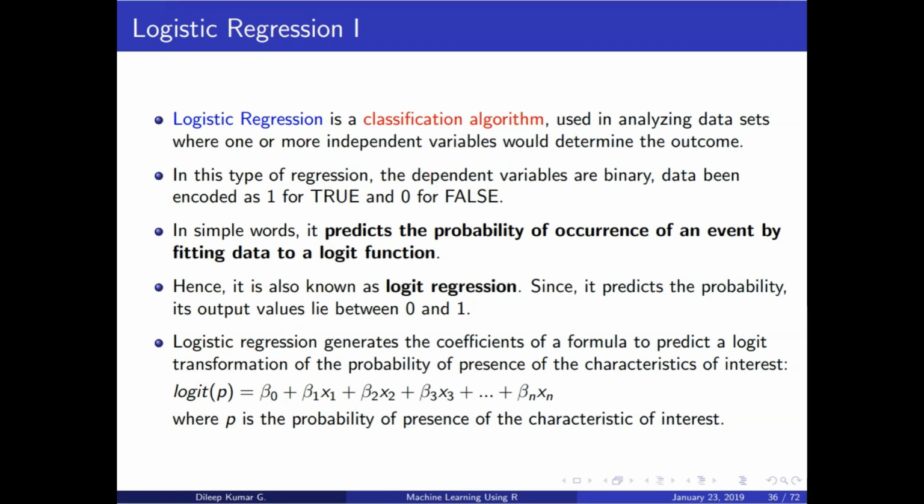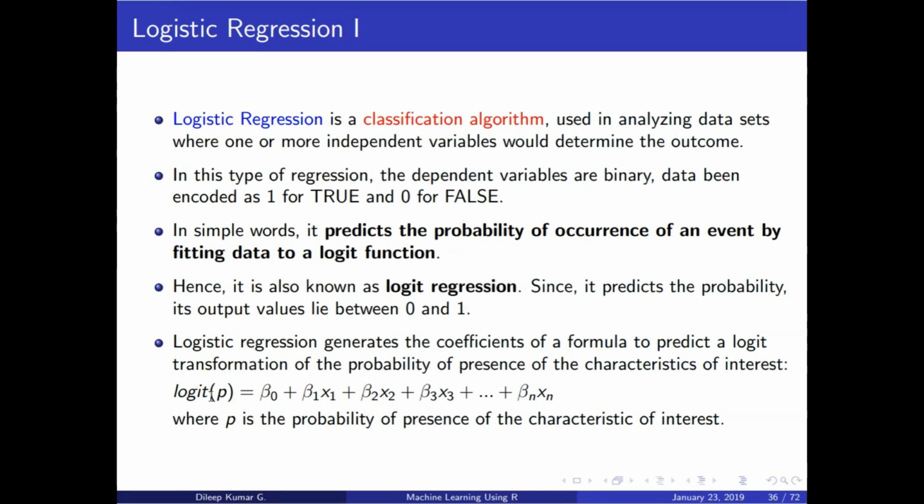This algorithm predicts the probability of occurrence of an event by fitting the data to the logistic function. So you can fit your data to the logistic function, and then finally it gives the probability value, and you can set a threshold, and that threshold determines whether the value is going to be either 0 or 1.